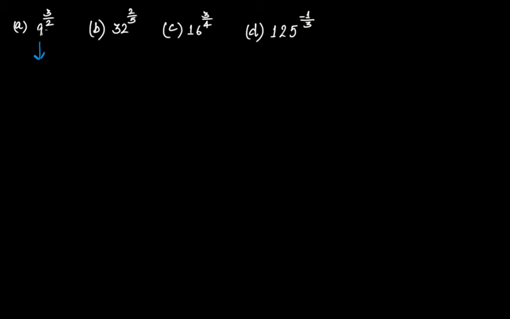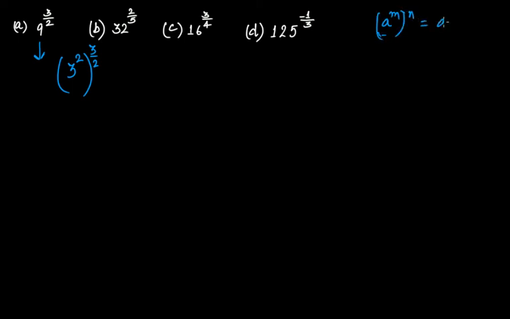Okay. So this is 9 raised to power of 3 by 2. If this is 9 raised to power of 3 by 2, then we can write it as 3 square. 9 is what? 3 square. This whole raised to power of 3 by 2. Now it is of the form a raised to power of m whole raised to power of n.